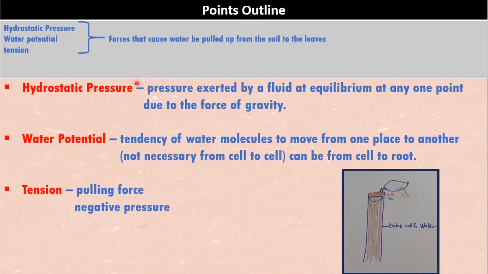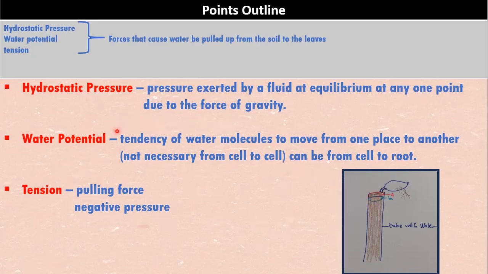So what is hydrostatic pressure? Simply, it is pressure exerted by fluid at equilibrium at any one point due to the force of gravity. Well, if I have this fluid in here, the pressure of the fluid at this point A, that is the hydrostatic pressure, will be less than the pressure here. So we want to take notes. That is some of the things we are going to talk about.